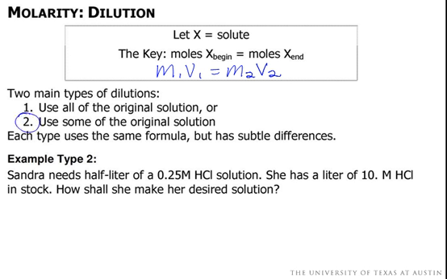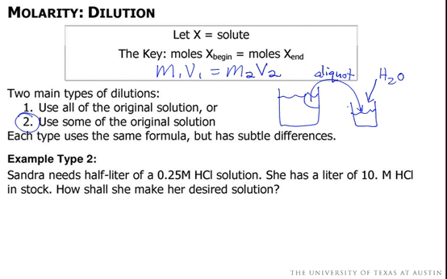Here we concentrate on type 2, in which we have a large original solution. We're just going to take a portion of that original solution and put it into a fresh, clean beaker. This portion is called an aliquot. And then we'll add water to that portion to get it to the molarity that we want.